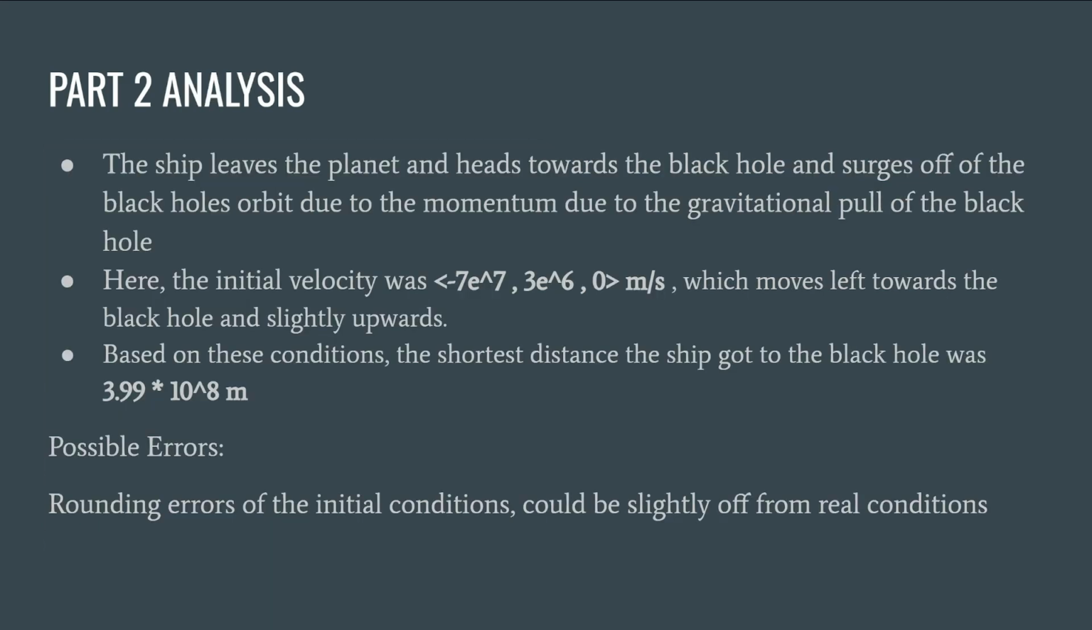Shown prior, the ship comes close to the black hole and then leaves the system with the found initial velocity. This is due to the fact that the initial velocity was enough to overcome the gravitational force from the black hole. Possible errors from this are solely from the initial conditions as well, just the same way as part 1, as these could also skew away from real-life conditions.